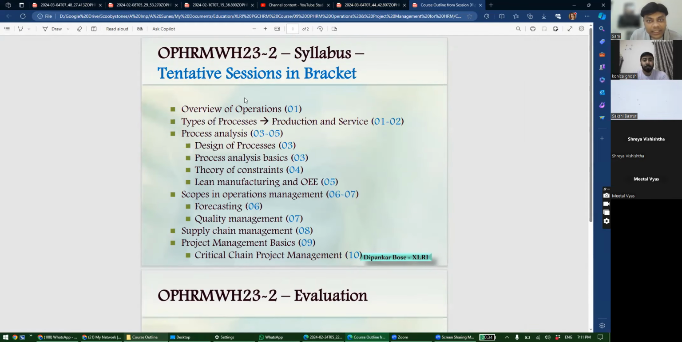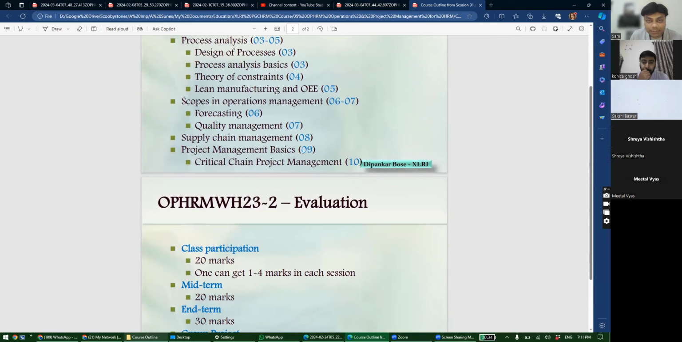Syllabus. We have overview of operations. We have types of processes, production and service. Then we have process analysis. We have design of process. We have process analysis basics, theory of constraints, lean manufacturing and OEE. I don't know what OEE is, I've forgotten. Scopes in operations management, forecasting, quality management, supply chain management, project management basics, critical chain project management.